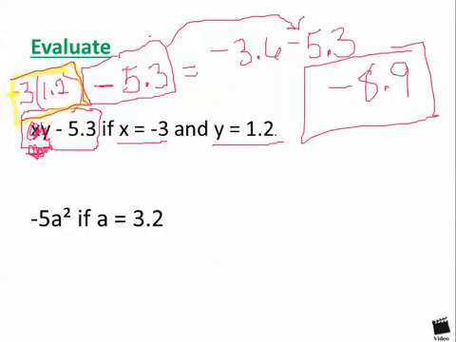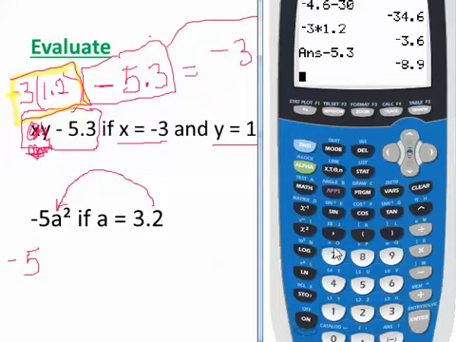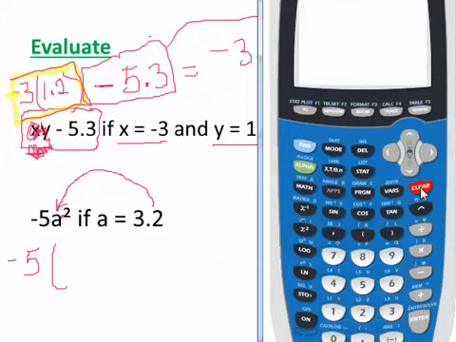Let's try one more. Finally, we get one with exponents in it. A 3.2 is going to go in for that A right there. And watch how I write this. Negative 5. And then it tells me I'm going to square A. So I want to make sure it looks like I'm squaring all of A. And I'm going to do that with parentheses.